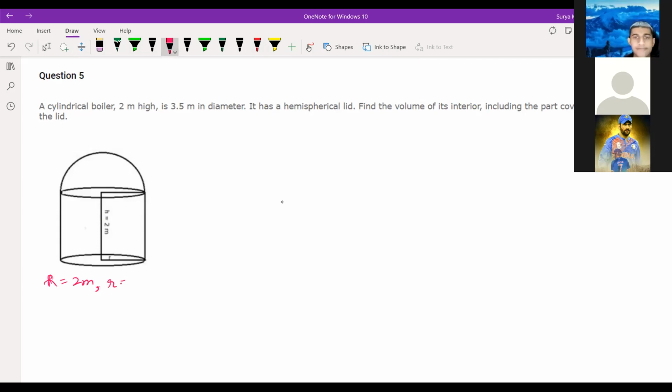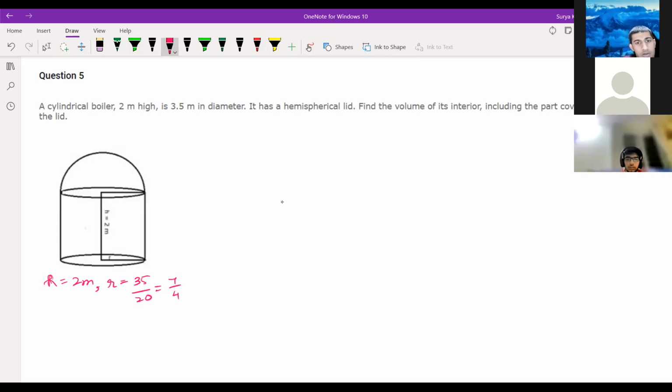Diameter means radius is 35 by 10, sorry, 35 by 20. We can write 7 by 4. 3.5 by 10 is your diameter. Divide by 20 I have done means this becomes radius. So this becomes 7 by 4, and that is in meters. Again a hemispherical lid. Find the volume of its interior including the part covered by the lid.